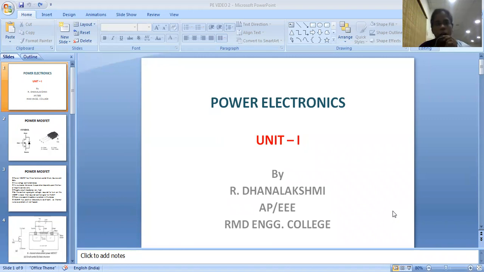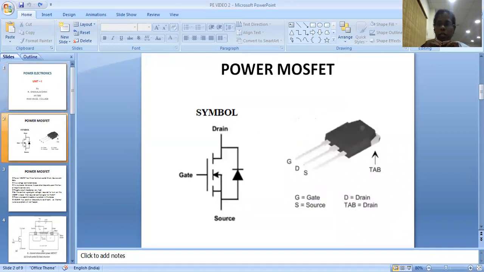In this session, I would like to discuss power MOSFET. In the previous video, we were discussing the power BJT, bipolar junction transistor. Now I would like to discuss power MOSFET. We all know about MOSFET. Again, it's a power MOSFET as discussed earlier. When the term power comes, it should be capable of handling a high power rating.